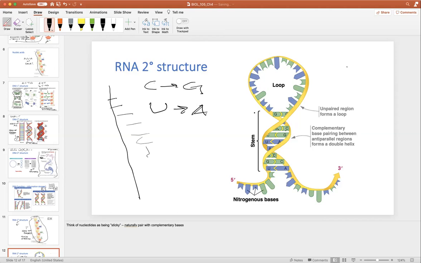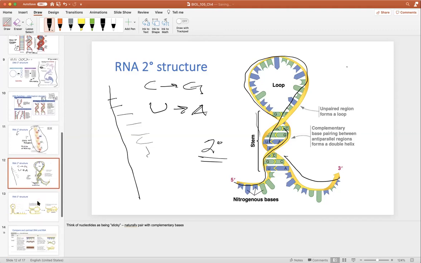So can you see you've got a stem here where you're starting to get a little bit of a double helix, and a loop here. But notice this is still a single strand of RNA. We can follow that up and follow it back down, okay? So this stem and loop is an example of a secondary structure, but we are still single-stranded, okay? Now let's look at what tertiary structure might look like in RNA.